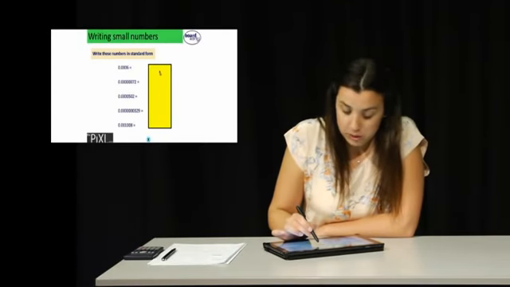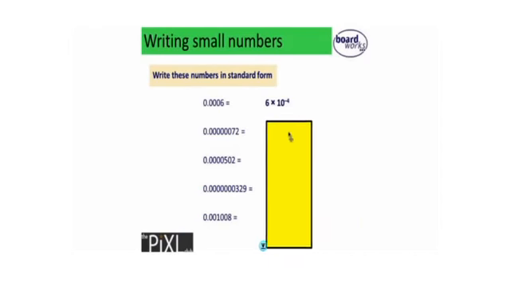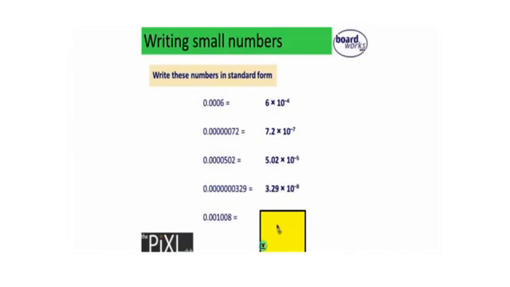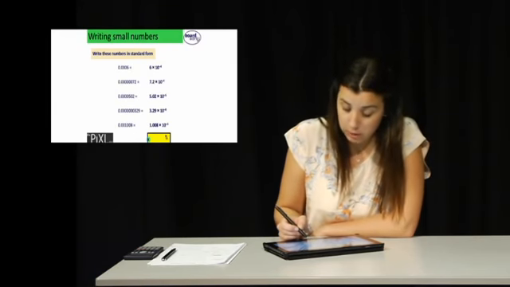Let's see how you've got on with those. So our first one, 6 times 10 to the -4. Second one, 7.2 times 10 to the -7. Our third one, 5.02 times 10 to the -5. 3.29 times 10 to the -8. And 1.008 times 10 to the -3. All negative powers, small numbers, being converted into standard form.